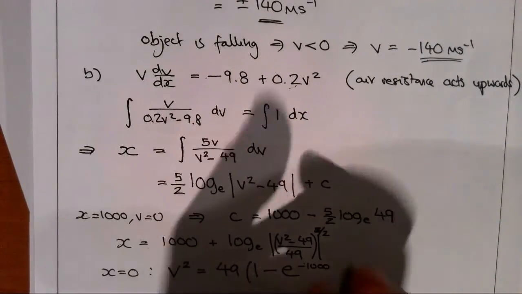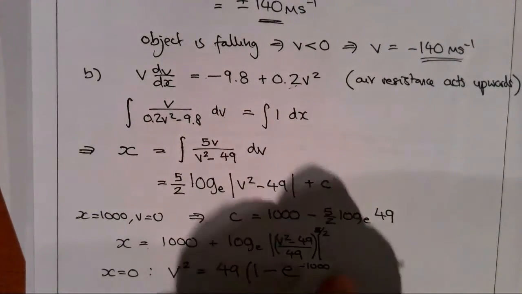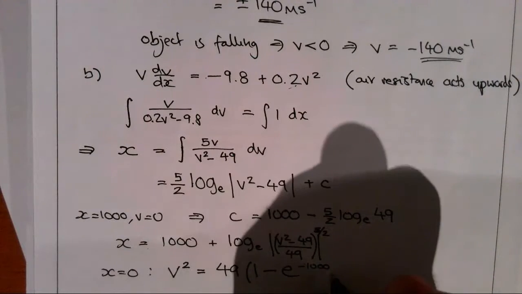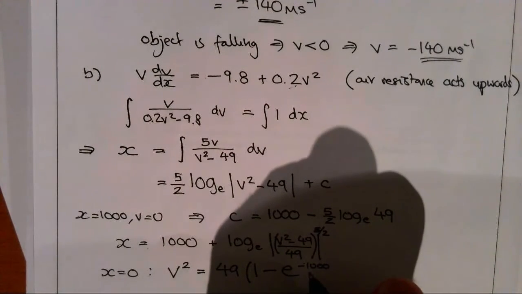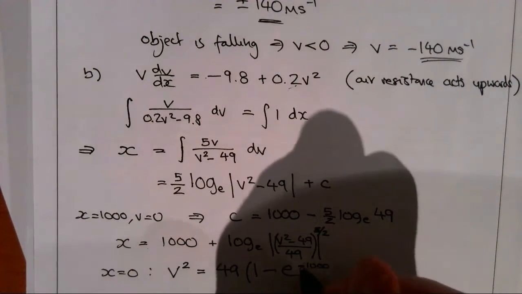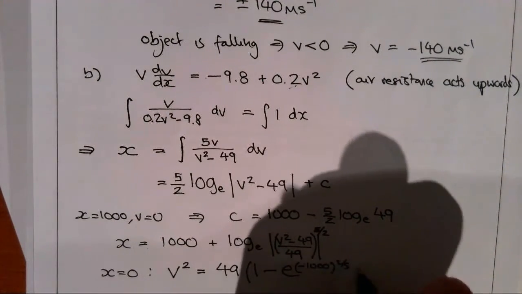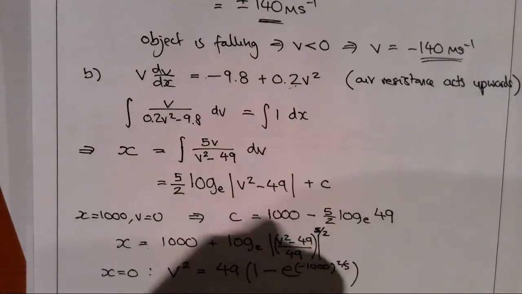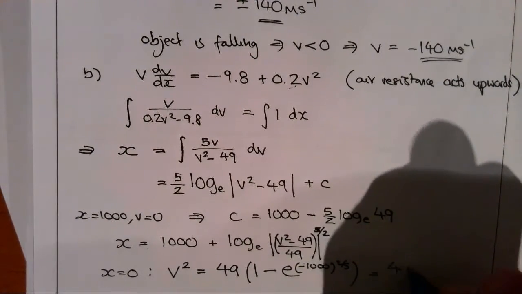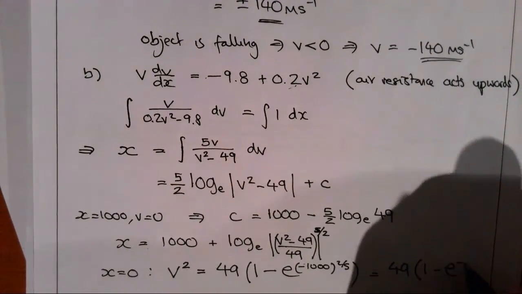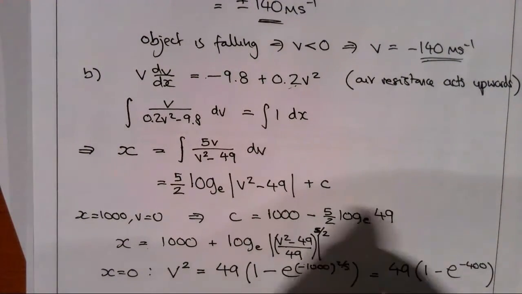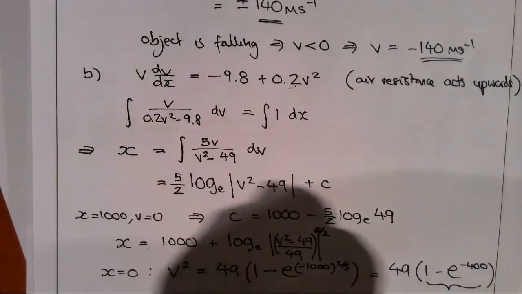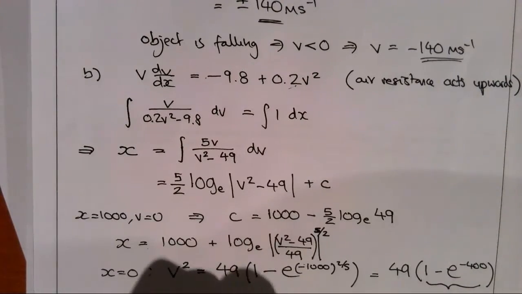That comes from raising both sides to power e as I invert the log, and then this exponential is to the power 2/5, coming from the 5 over 2. So then when I apply this power to this, what I'm going to get is 49 times 1 minus e to the power minus 400. This expression is very close to 1, so we're going to get v squared is very close to 49.